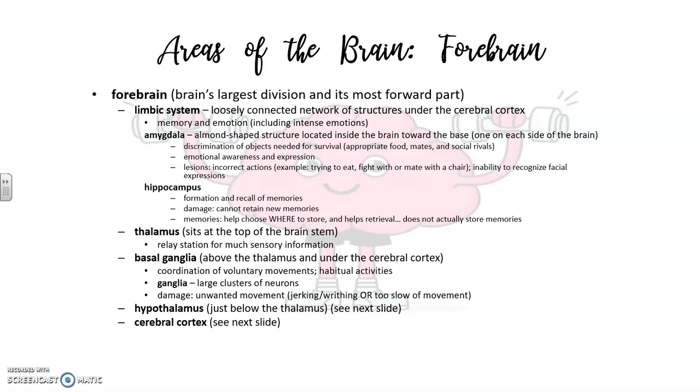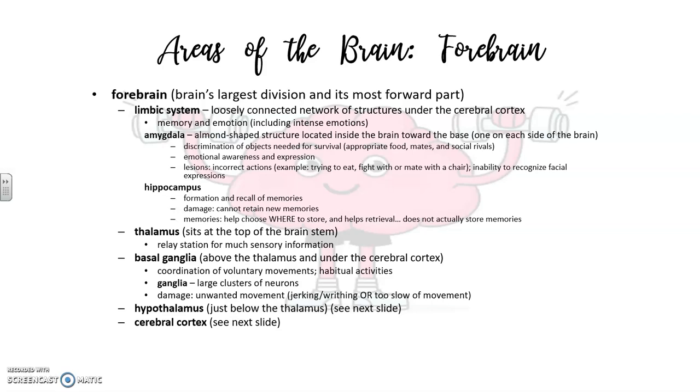The hypothalamus, which is just below the thalamus, is a neural structure that directs several of our maintenance and well-being activities: eating, drinking, body temperature. It helps with the endocrine system. It helps control the pituitary gland and is linked to emotion and rewards as well. These again are all parts of the forebrain.